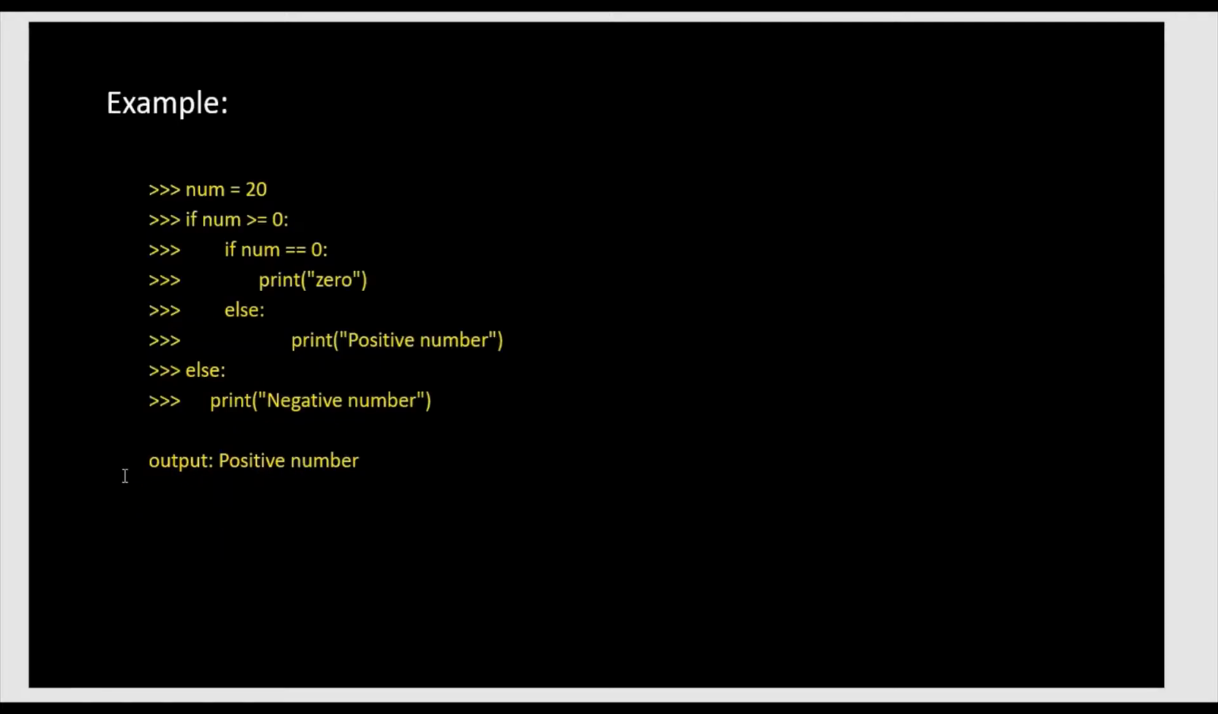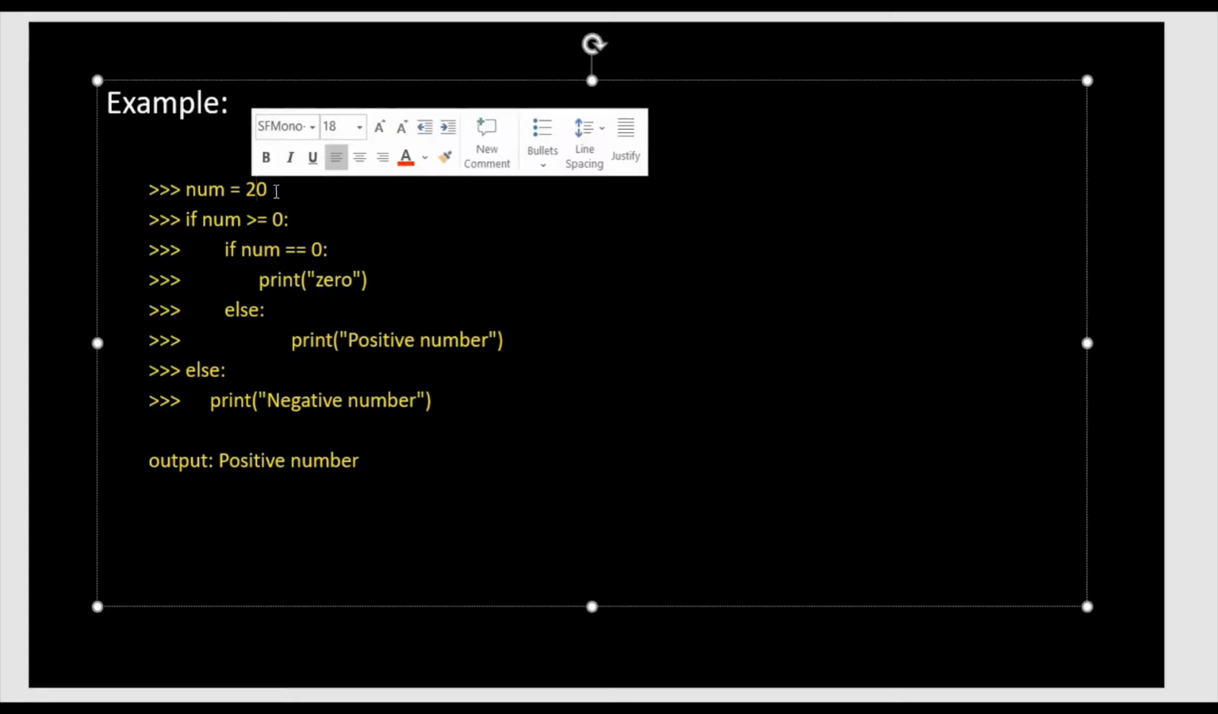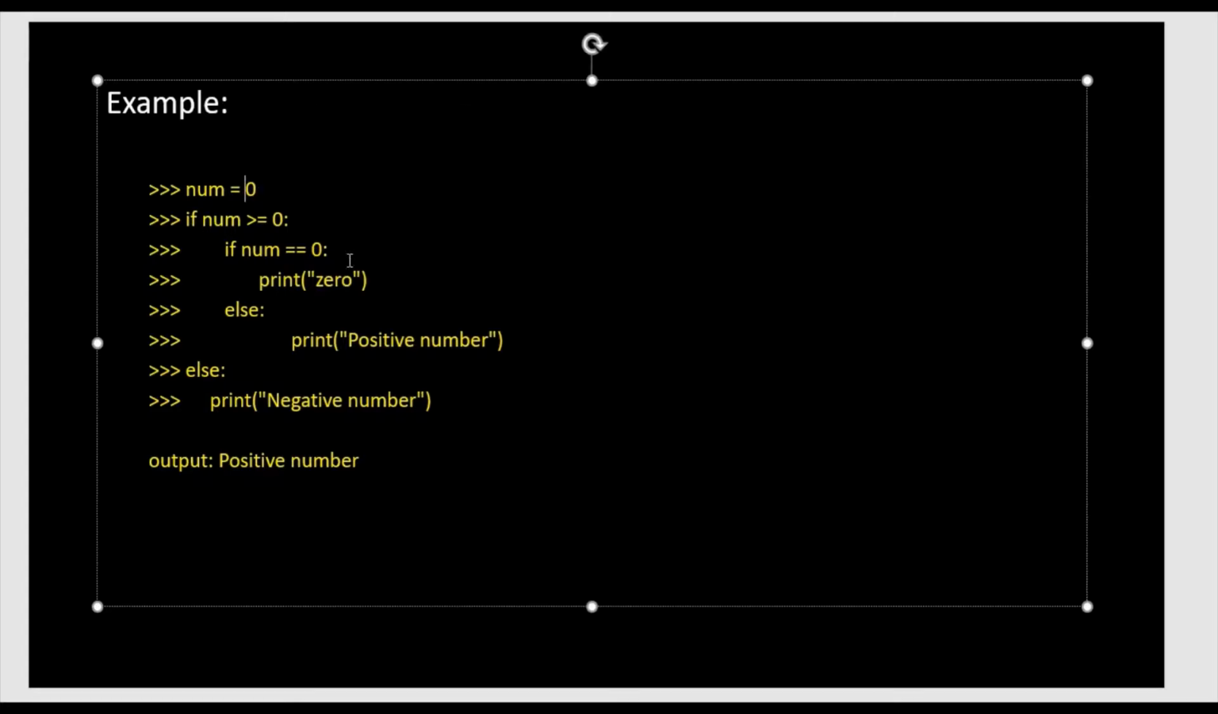And here the example you can see is num equals 20. If num is greater than or equal to 0, then if num equals 0, print 0, else print positive number. Otherwise for the outer statement, else print negative. So if the given number is 20, it is greater than 0, so we get positive number. If you pass minus 10 instead of 20, we get negative number. When you give the number 0, we get print 0. When you give minus 40 or any negative number, we get negative number. This is how the nested if statement works.